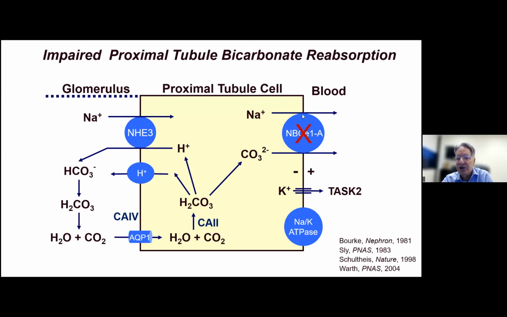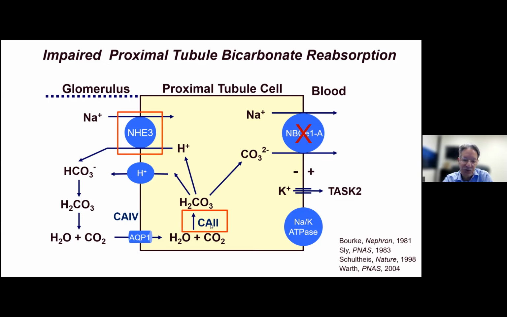So again, impaired NBCE1A is a cause of proximal RTA that you're going to need to know about. It is the genetic cause of isolated proximal RTA that's been studied in man. In humans, we don't have mutations described yet in NHE3, although knockout models in mice do cause a proximal RTA from NHE3 loss, not as severe as the NBCE1A loss, not well understood why it's not more severe. There's probably other backup systems that come into play.